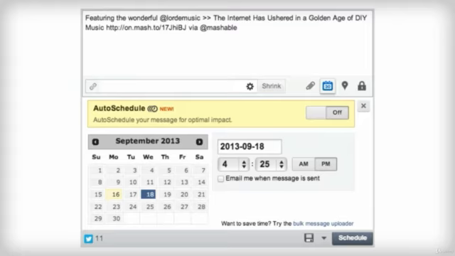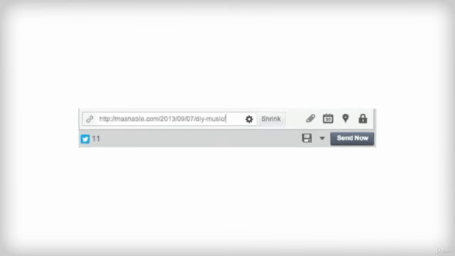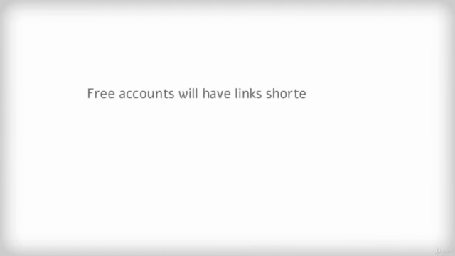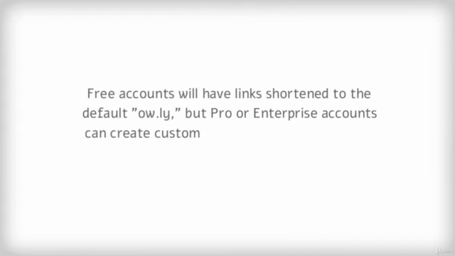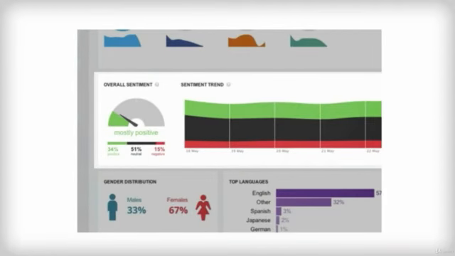Hootsuite is also equipped with another social media manager friend, a link shortener, right inside the Compose box. Paste the link in the box, click Shrink, and Hootsuite will place it at the end of the text in the Compose field. Free accounts will have links shortened to the default owl.ly, but Pro or Enterprise accounts can create customized shortened links, similar to Mashable's unique on.mash.to. Hootsuite's native link shortener will also track metrics on posted links.